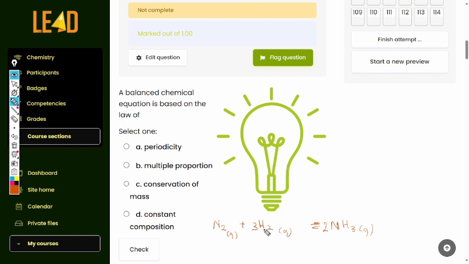And the law that states that is the law of conservation of matter, where it tells us that matter cannot be created nor destroyed, although it can be transformed from one form to another. So if a reaction takes place, although the form of the matter changes, when the amount of matter is considered, what we had at the beginning would be equal to what we have after the reaction. So the correct answer here would be C, conservation of matter.